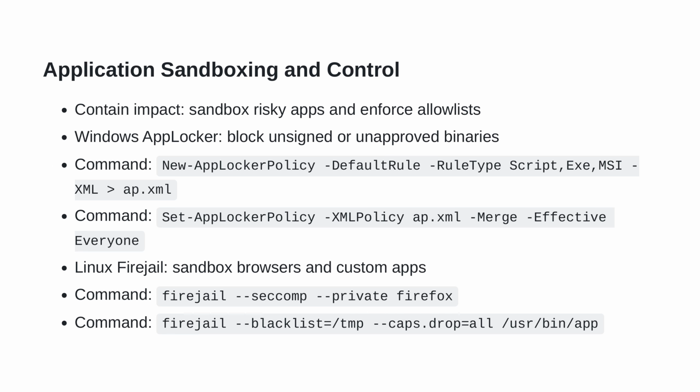On Linux, Firejail provides lightweight isolation using namespaces, seccomp, and capability controls. For a browser, firejail --seccomp --private firefox launches it with a temporary home and a reduced syscall surface. To harden a specific app further, firejail --blacklist=/tmp --caps.drop=all /usr/bin/app. Create or tune Firejail profiles for consistency across systems. The objective: default deny execution plus per-app sandboxes, so even if code runs, it stays contained.